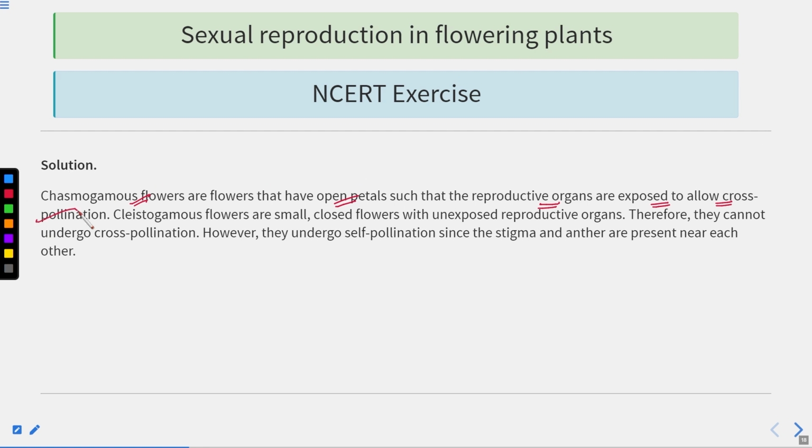Clear? Now, cleistogamous flowers are small and they are closed flowers with unexposed reproductive organs. So these flowers are closed. Therefore, they cannot undergo cross-pollination. However, they undergo self-pollination since the stigma and the anthers are present very near to each other. So these flowers are bisexual. They contain both the reproductive structures within them, and they remain closed. That's why they undergo self-pollination instead of cross-pollination.